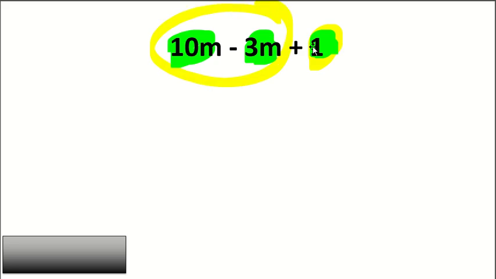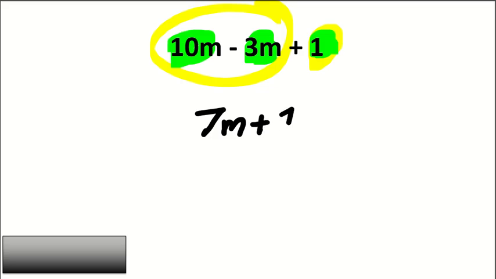Once again, we have 1, 2, 3 terms. But one of these terms is not like the other ones. And of course, it's the one on the right, because I guess I have no imagination. So let's combine the ones that are alike. If I have 10 m's and I subtract 3 m's, how many m's do I have? 7 m's.